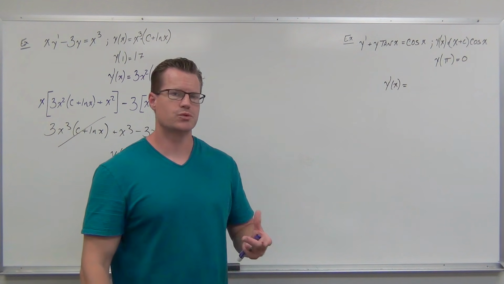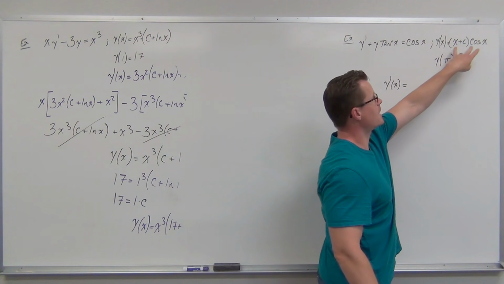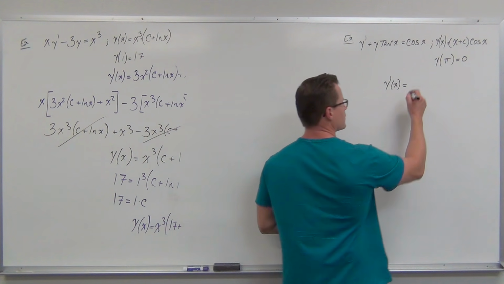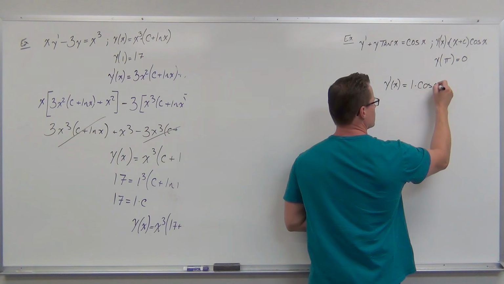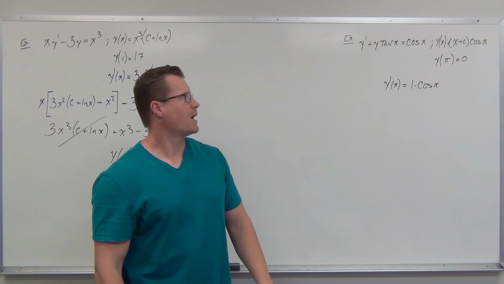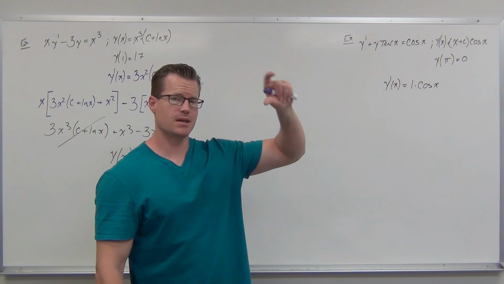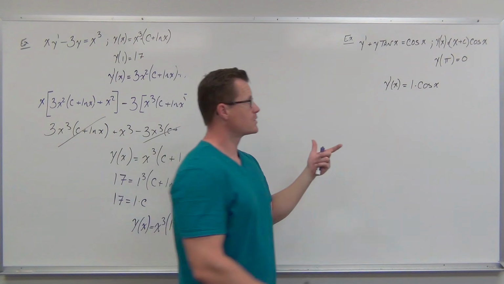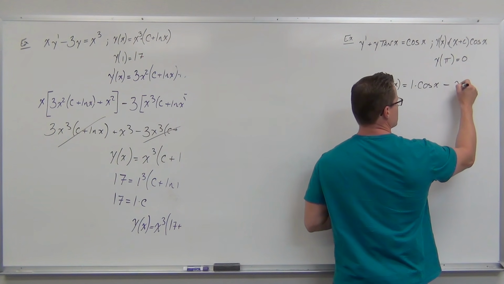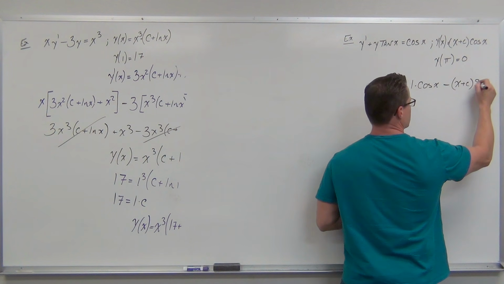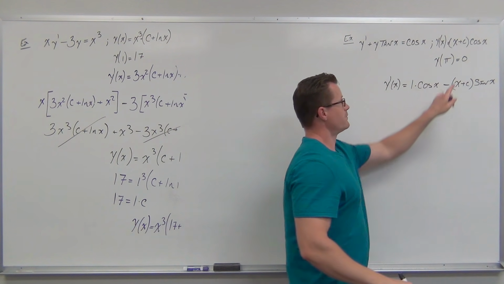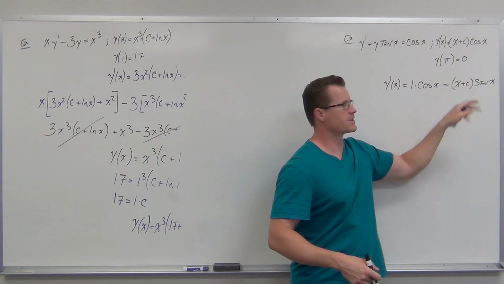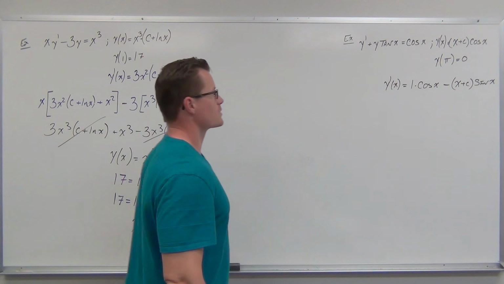Again, we have that product rule going on. There's a function of x times another function of x. The derivative of the first, the derivative of x plus c, is 1. 1 times cosine x. And then we're going to take the first function, x plus c, times the derivative of the second. Well, the derivative of cosine x is negative sine x. So I'm going to put minus the derivative of the first times the second plus the first times the derivative of the second, which gives us that minus there. So that's our first derivative.